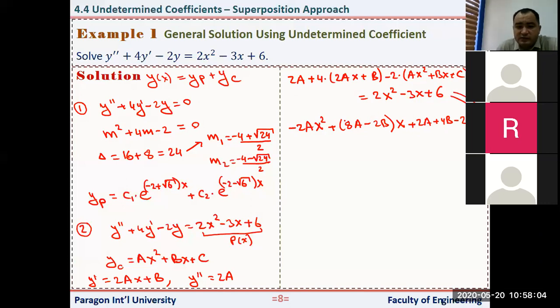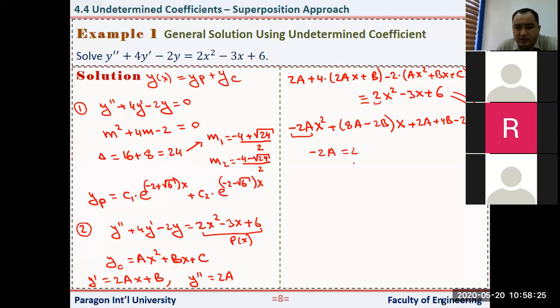So now, since we are claiming that these two things are identically equal, the corresponding coefficients also must be equal to each other. That means that the coefficient of x squared is here negative 2 times a, but here it is 2. They must be equal, right? So here we have minus 2a should be equal to 2.